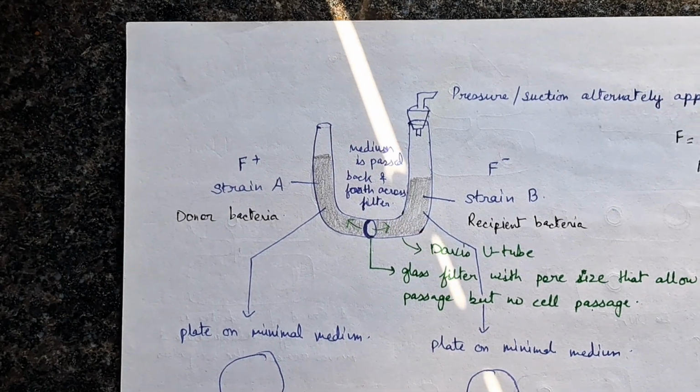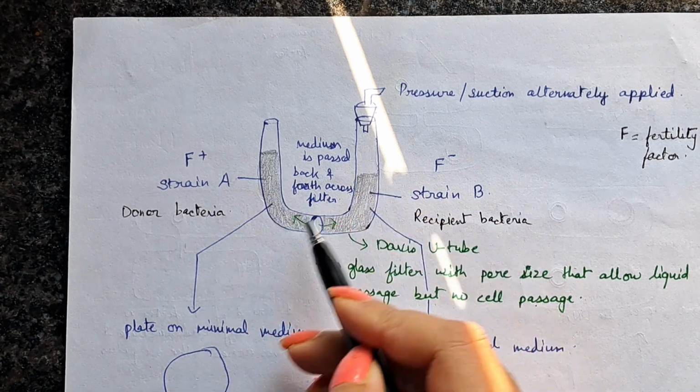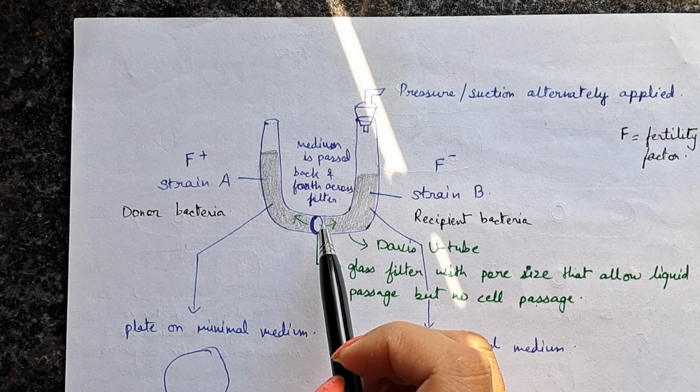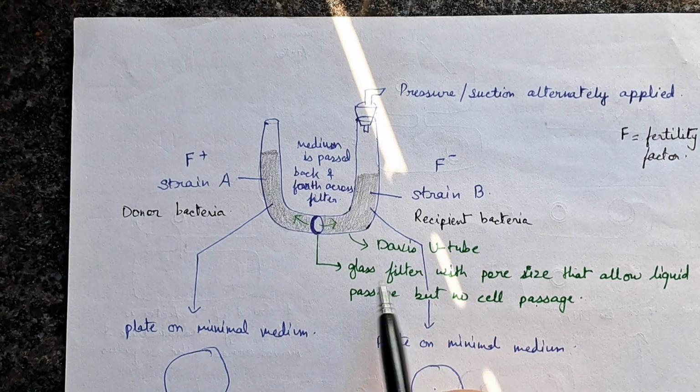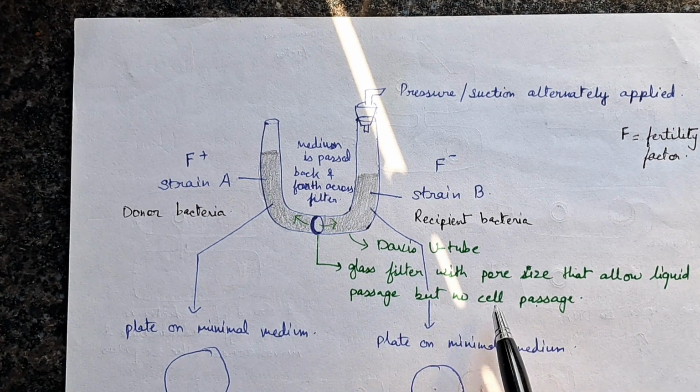Okay, so how is this recombination taking place? To understand this, an experiment was done where we have taken this kind of tube. It's a glass tube which is called a Davis U tube. In the center of this tube there's a filter. It's a glass filter with a pore size that allows liquid passage but not cell passage.